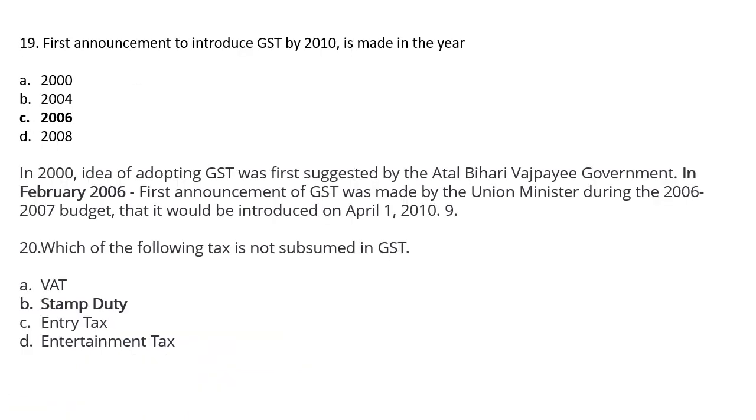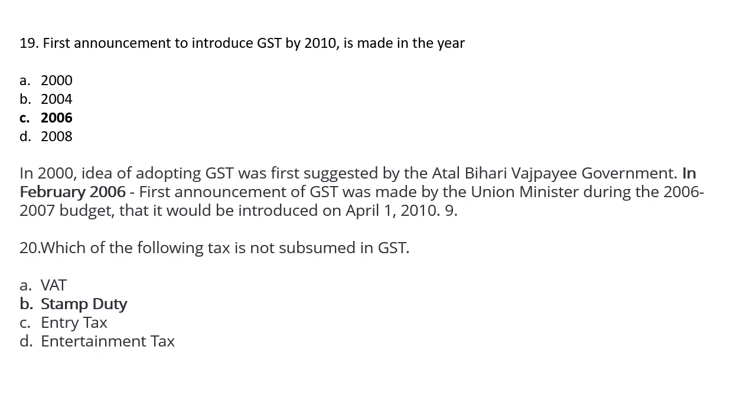The first announcement to introduce GST by 2010 was made in the year: option A 2000, option B 2004, option C 2006, option D 2008. So the correct answer here is option C, 2006. In 2000, the idea of adoption of GST was first suggested by the Atal Bihari Vajpayee government. In February 2006, the first announcement of GST was made by the Union Ministry during the 2006-2007 budget, that it would be introduced on April 1, 2010. So it was first announced in 2006.